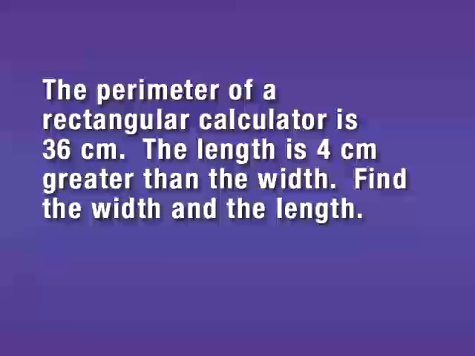The perimeter of a rectangular calculator is 36 centimeters. The length is 4 centimeters greater than the width. Find the width and the length.